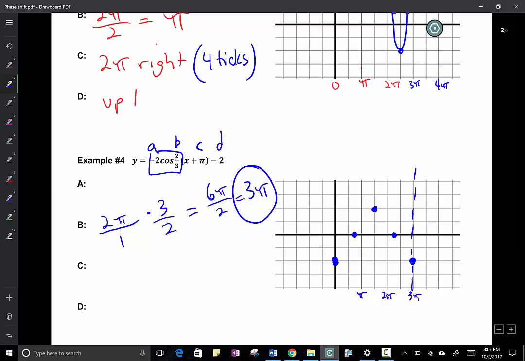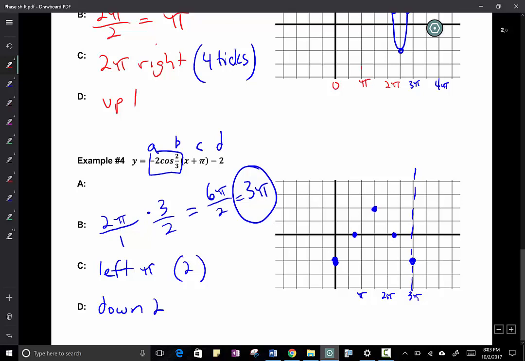But now my shifts are plus pi, which is actually left pi units, which is 2 units. And then it's shifted down 2. So I'm going to take red, and I'm going to shift each blue dot left 2 and down 2, and we'll be done. Left 2, down 2, boom. Left 2, down 2, boom. Boom. Boom. And boom. Erase my old points. And there we have the negative cosine graph.